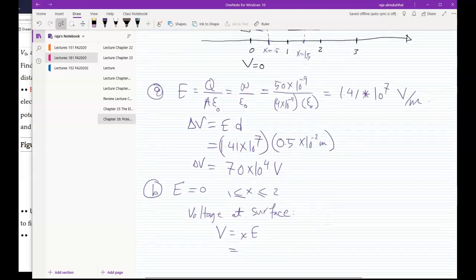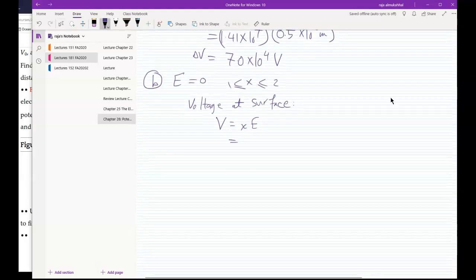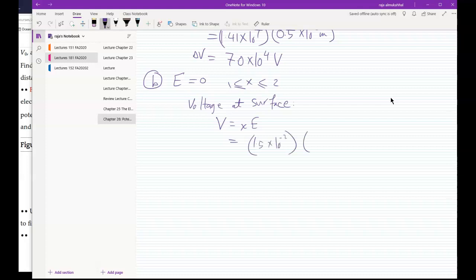I want to go back to it: 1.41 times 10 to the 7. And then x is whatever number we're choosing. In this case, what did he say, 1.5? So that's going to be 1.5 times 10 to the negative 2, multiplied by 1.41 times 10 to the 7. And then we just calculate that.